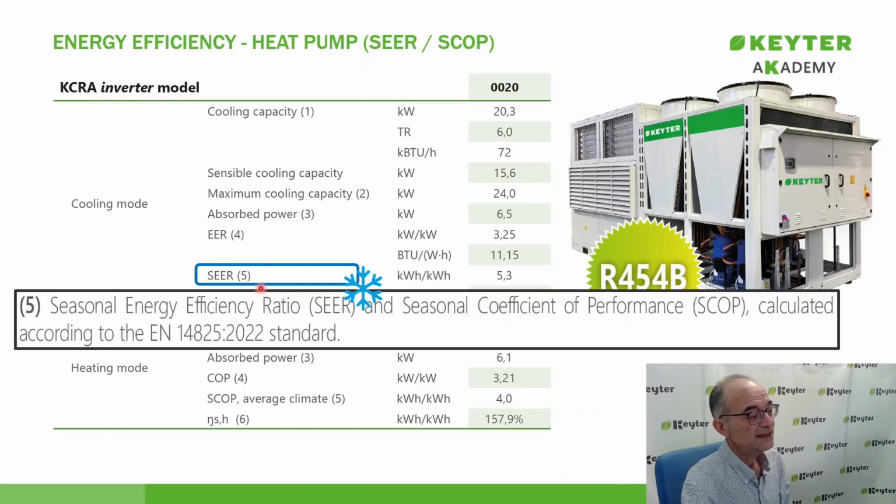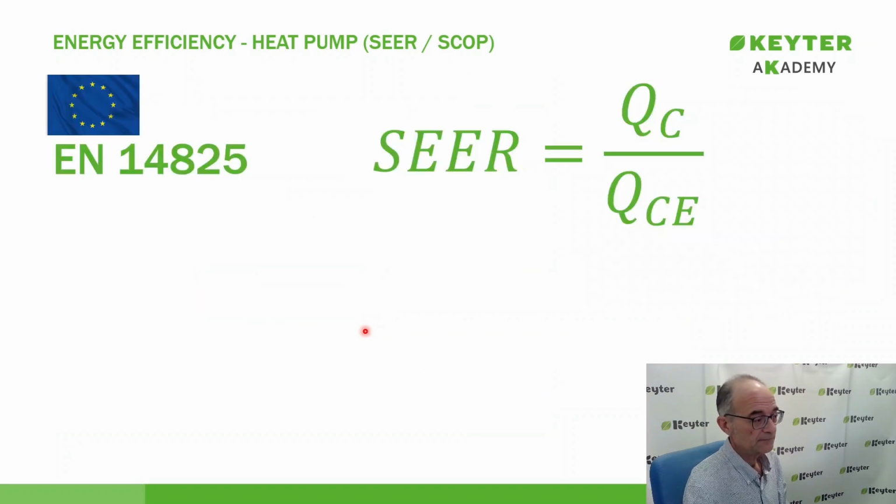It tells us that it is the seasonal energy efficiency ratio, or SEER, and the seasonal coefficient of performance, SCOP, operating in heating mode, which we will look at later, calculated according to 14.825. This standard, 14.825, is what will define how we should calculate these two parameters, these two seasonal efficiencies.